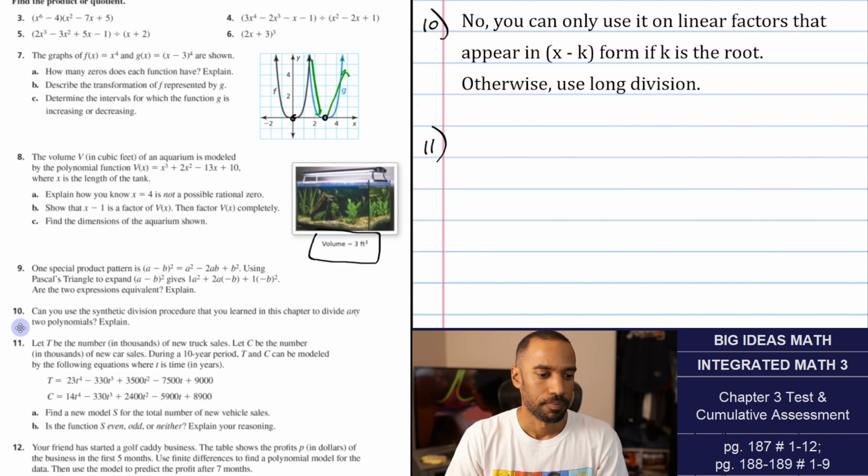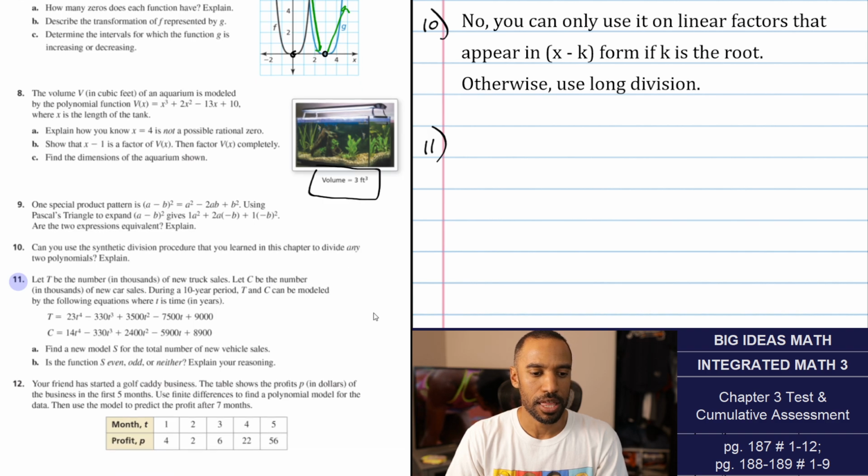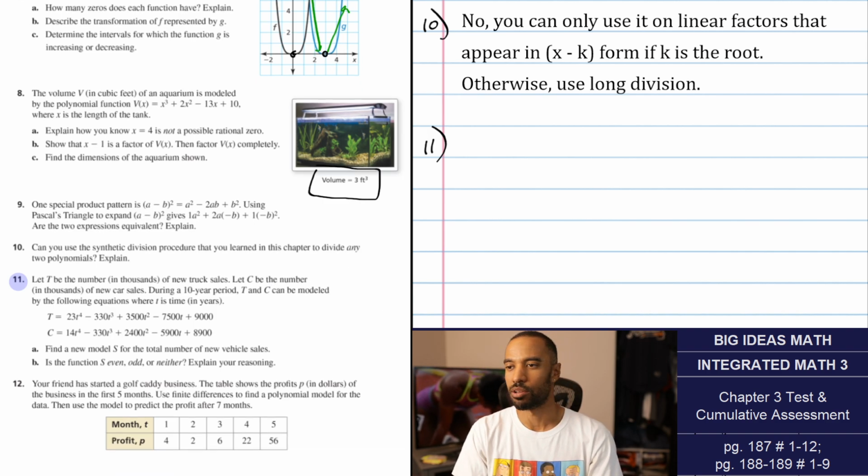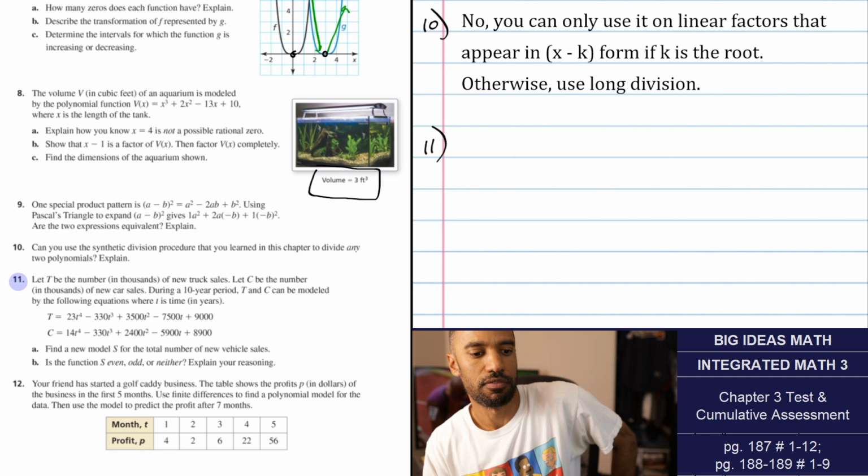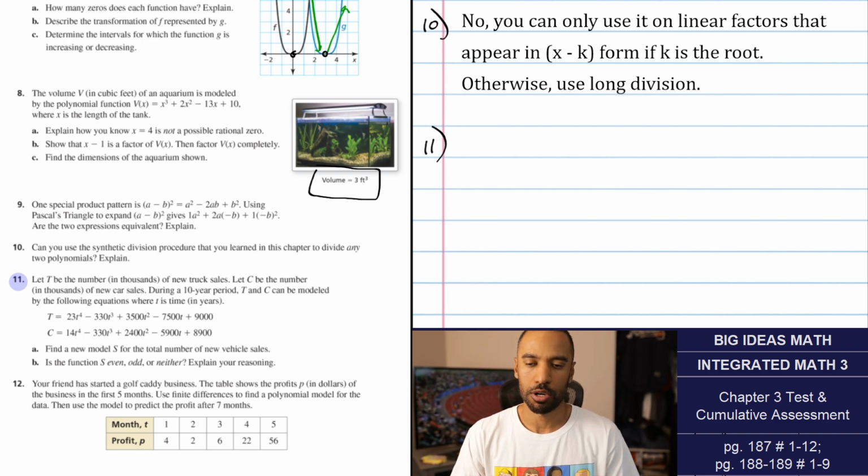Number 11. Let T be the number in thousands of new truck sales. Let C be the number in thousands of new car sales. During a 10-year period, T and C can be modeled by the following equations where t is time in years. I'm going to copy and paste that one. Just a longer thing to write.